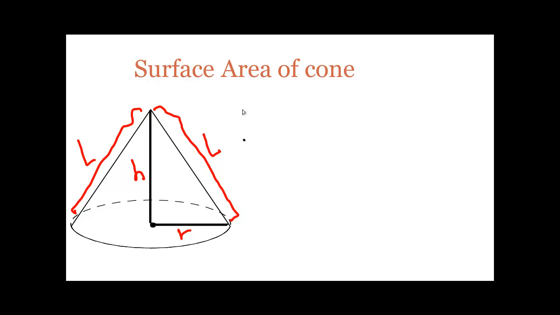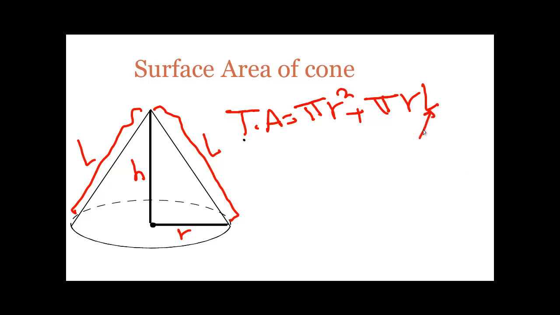Now we need to find the total surface area of the cone, which is the area of the base, meaning the area of the circle, pi r squared, plus the area of the curved part of the cone, which is pi r l, and as we mentioned, L here is the slant height of the cone.